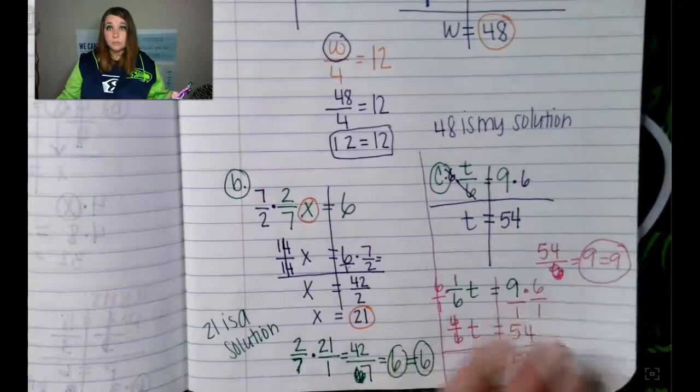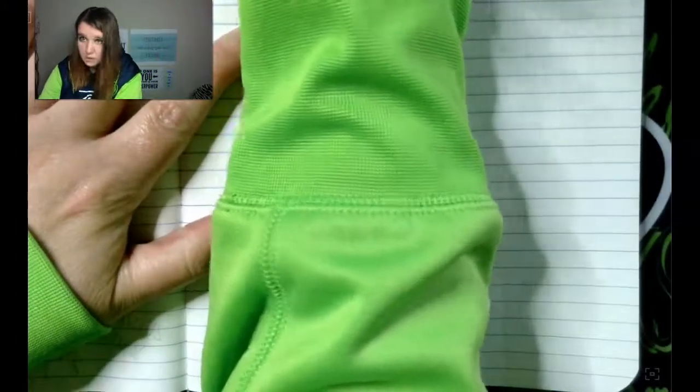Process, not answer, process. All right, let's do a try it. Let's do a try it. Which try it do I want you to do? Let's see. Let's do a over 8 equals 6. Okay, here's your try it.